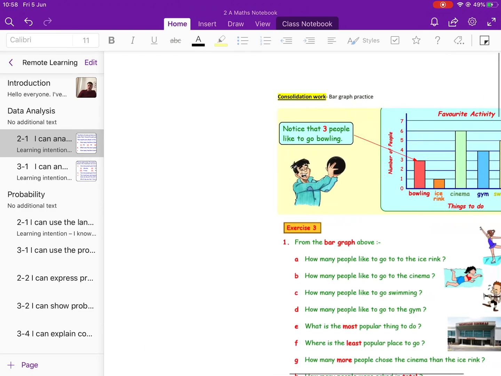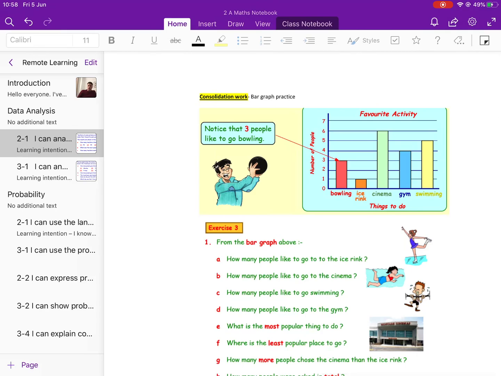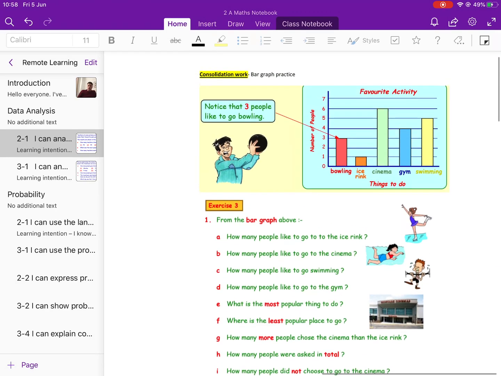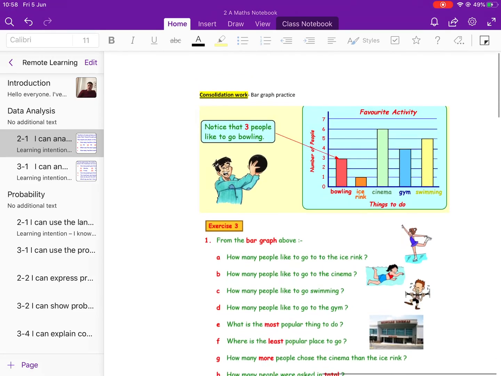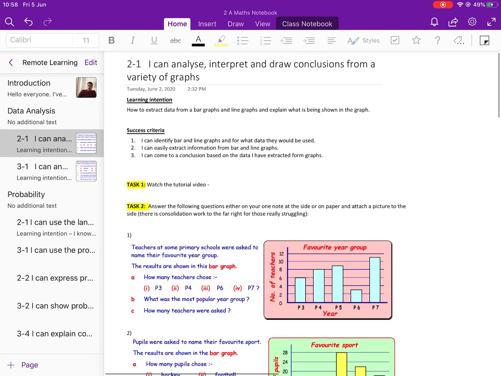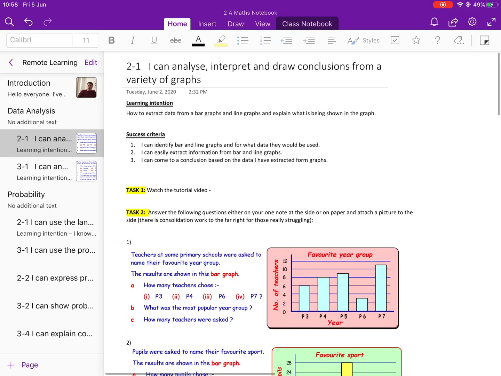So first of all, what I will point out is there's consolidation work over here at the side. So if you're finding that you think you're really struggling with some graphs, there's some nice easy ones over here to practice and get started with. So I'm going to go through the second level stuff first.